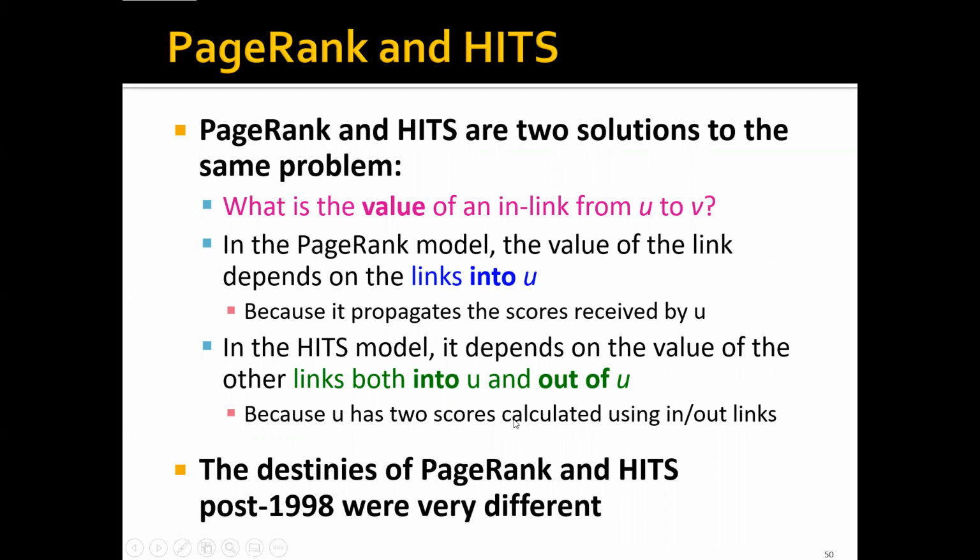This is because U has 2 scores calculated using the in and out links, and these are the hub and authority scores, right? And interestingly, the destinies of PageRank and the HITS algorithm are actually very different. One became the foundation of the Google solution, and the other did not.